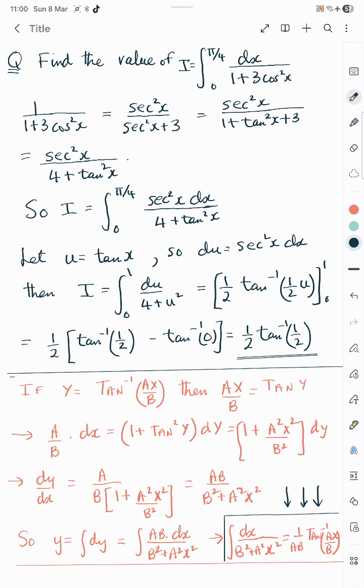Now, you may have been a little bit perplexed about the integration step. That is a standard integral, and I've explained that down below in red paint.